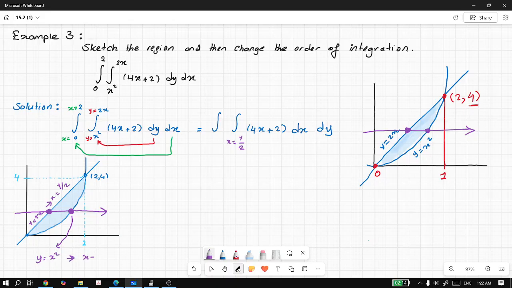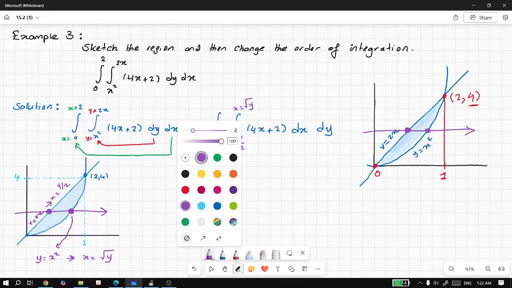So x is equal to what? It's equal to the square root of y. We know that x is equal to plus or minus square root of y, but in the first quadrant we only have the square root of y. So here the bound is x equal to square root of y.